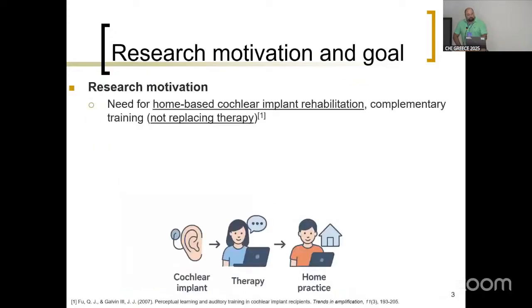So, our research motivation: there is a need in the literature for home-based CI rehabilitation. Of course, it's complementary training. It's not replacing therapy. People with this CI implant also do speech and language therapy and various other supporting therapists to help them relearn how to hear.